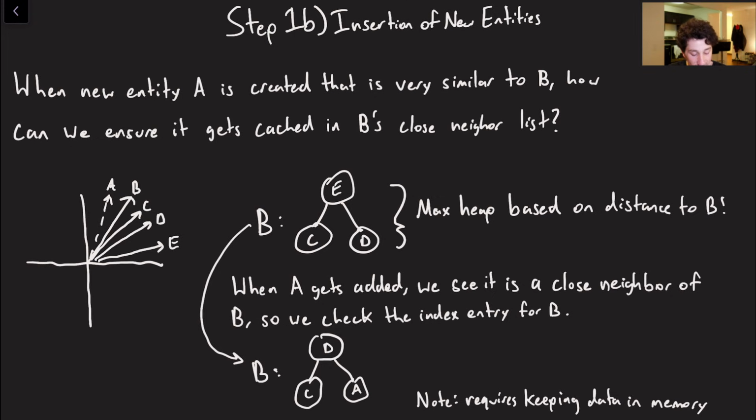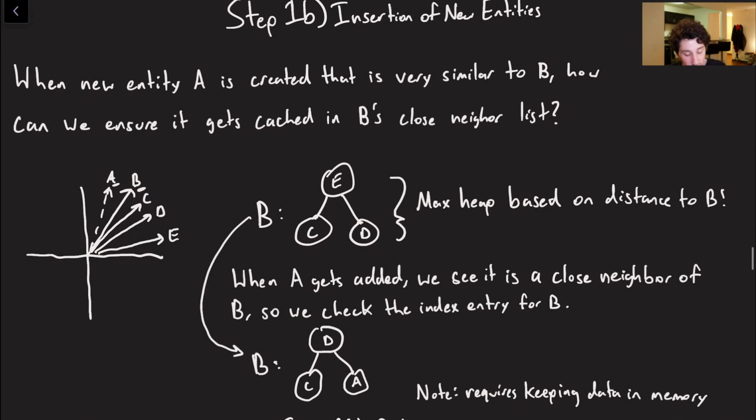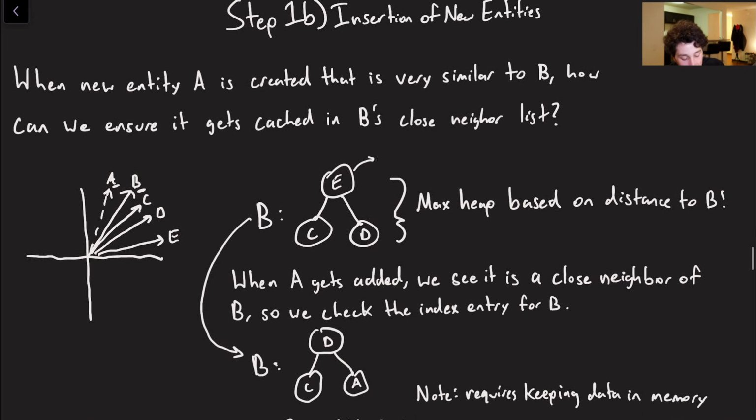Upon insertion of a new entity, how can we ensure that it gets cached in the close neighbor list? Let's say we've got this vector B over here, and we just created vector A, which as we can see is pretty close to it on that coordinate plane. Let's say we re-implemented our neighbor list, instead of making it a sorted list like this, we used a max heap. The max heap is saying E has the farthest distance from B.